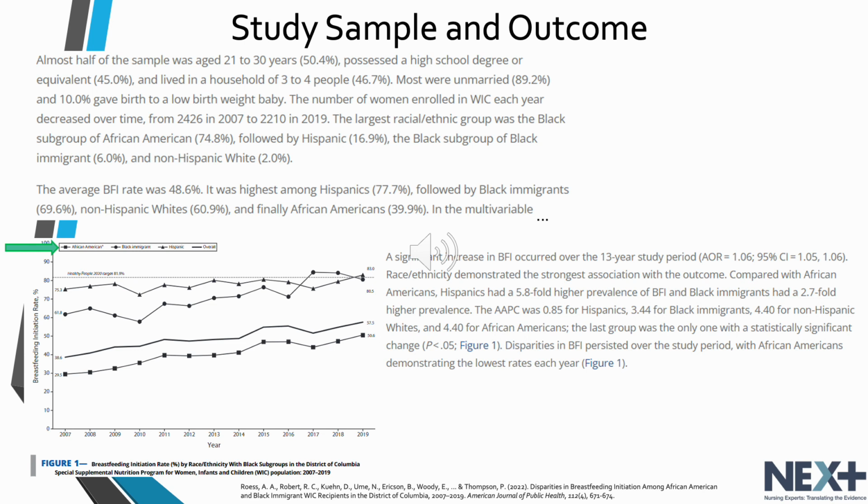Authors provide a very clear and succinct description of participant characteristics, making it easy for the reader to understand who the data represent. This will also assist the reader in determining whether study findings apply to the population they serve. Then the authors describe their outcome of interest, an average of 48.6 breastfeeding initiation rate, and percentages by race, ethnicity, ranging from 39.9 to 77.7.